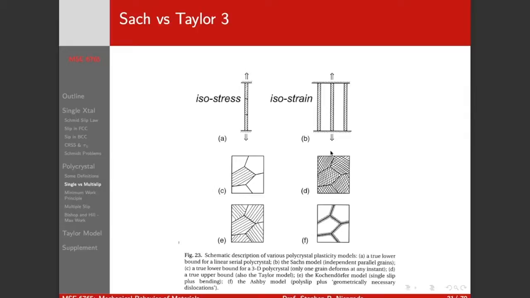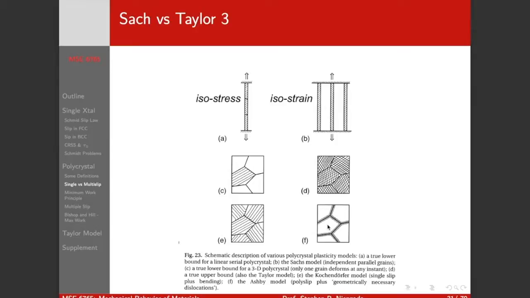This is a visualization of the Taylor model. All the grains have deformed, but by the same amount. We've maintained compatibility, but we have activated multiple slip systems in each grain. This Kochen-Dürffer model is really not used much anymore. It's single slip plus bending.